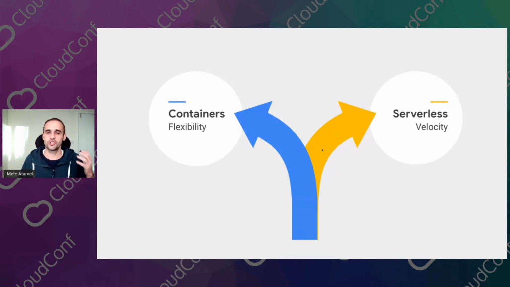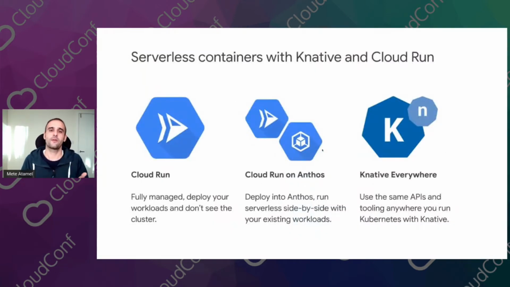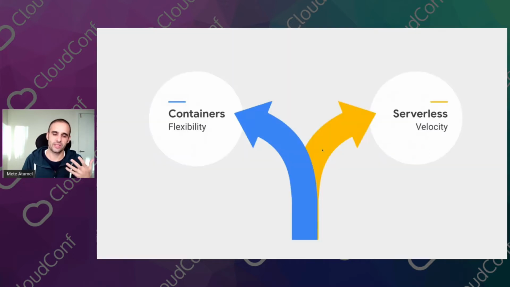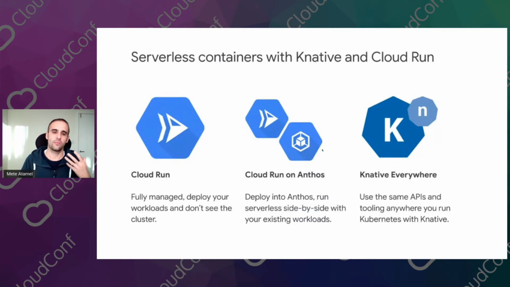So this was an unfortunate choice that you had to make up until recently, but thankfully now we have projects like Knative and Cloud Run that try to remove this choice so that you don't have to make it anymore. The whole premise of projects like Knative and Cloud Run is to bring the serverless experience to containers. So what I mean by that is that what you deploy in Knative is a container, but the way it runs is more like a serverless function. And I'm going to explain what I mean by that as we go along.